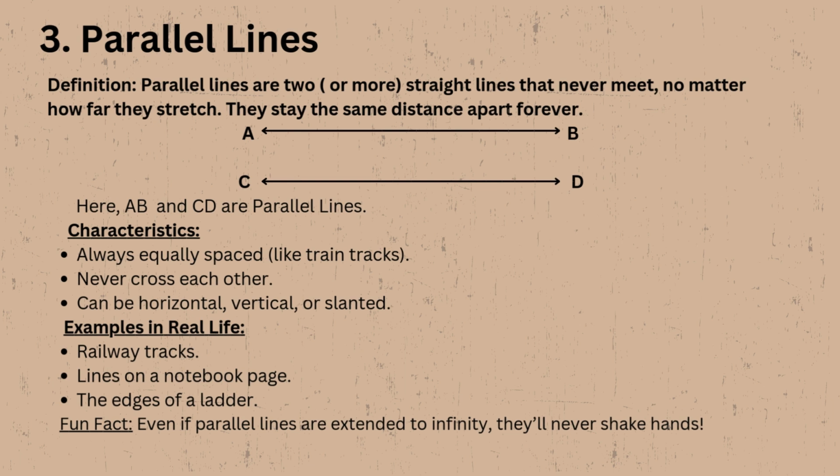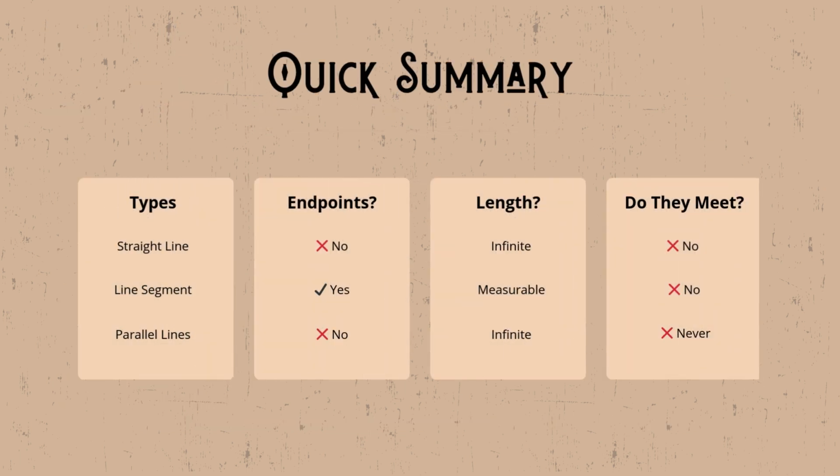As I have finished talking about the straight line, line segment and parallel lines, let's go through a quick summary. Looking at straight line, line segment and parallel lines, the first question is about endpoints. A straight line doesn't have any endpoints. A line segment, yes, it does. Parallel lines also don't have any endpoints. When you're talking about length, a straight line definitely does not have any particular length. It can be infinite. A line segment is definitely measurable, and parallel lines again, just like straight lines, cannot be measured.